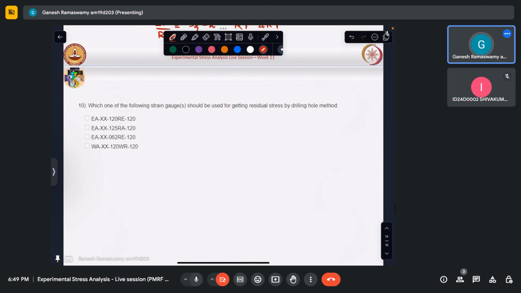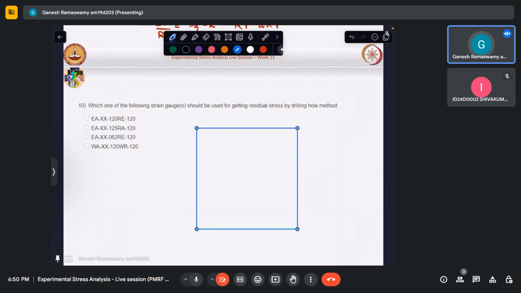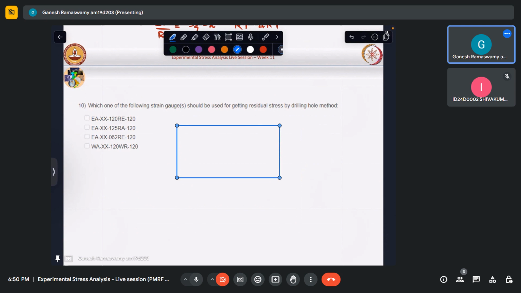So let us look at this question. Which one of the following strain gauge or strain gauges should be used for getting residual stress measurement by drilling of a hole? This is naturally a sort of refer back and answer kind of question, but I'll instead give a brief on what this drilling hole method is all about.